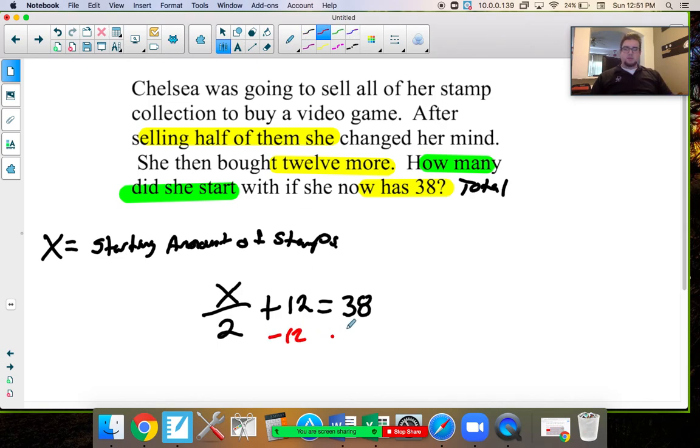We subtract 12, x over 2 equals, well, no, 24, 20, sorry, it's 26. 26, we multiply by 2 to finish out the problem. The 2's over here cancel. So x equals 52 stamps.